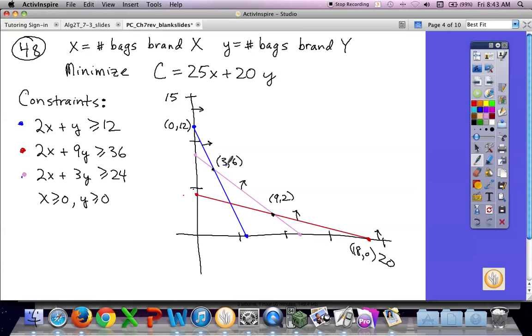Right? This point is the intersection of purple and red, out of those two lines. So the matrix is 2, 9, 2, 3, and the B is 36, 24. A to the minus 1 B, 9, 2.